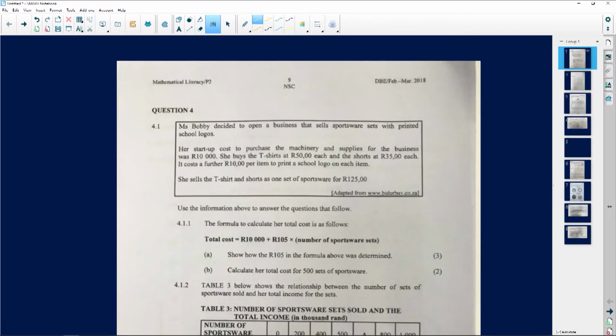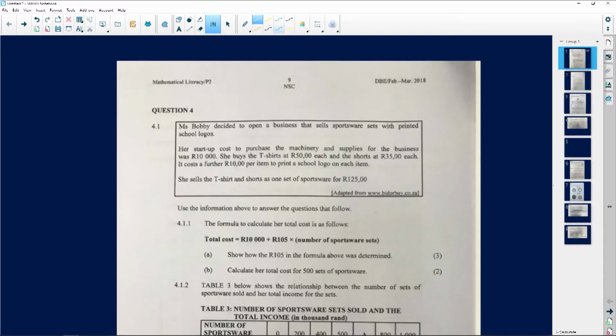Her startup cost to purchase the machinery and supplies for the business was 10,000 Rand. She buys the t-shirts for 50 Rand and the shorts at 35 Rand each. It costs a further 10 Rand per item to print a school logo on each item. She sells the t-shirts and shorts as one set of sportswear for 125 Rand. So as you can see in this particular question, we have been given the cost price. It will cost her 10,000 Rand, and then a further amount per set. And then we are told that she's going to be selling it for 125 Rand per set.